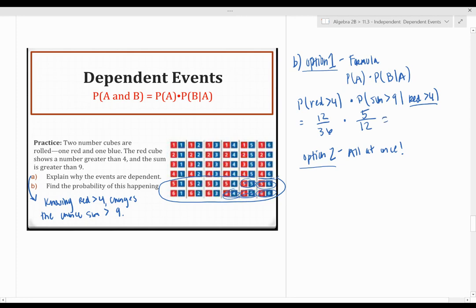So I multiply that out, and I'm going to get 0.1389. Again, I could have, right from the beginning, just looked at it all at once, and I could have asked myself, out of the 36 combinations, how many of them have both a red greater than 4 and a sum greater than 9? I would still be looking at these 5 outcomes here. It would be 5 out of 36. And that would also give me 0.1389.